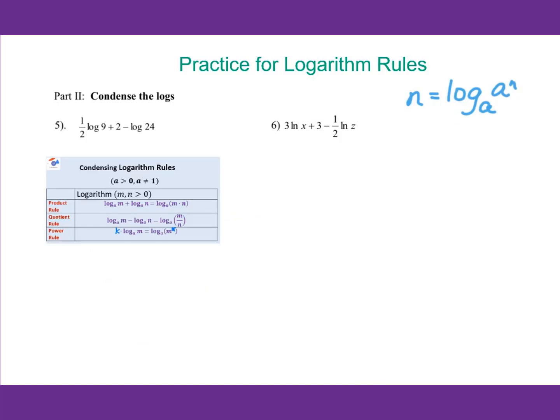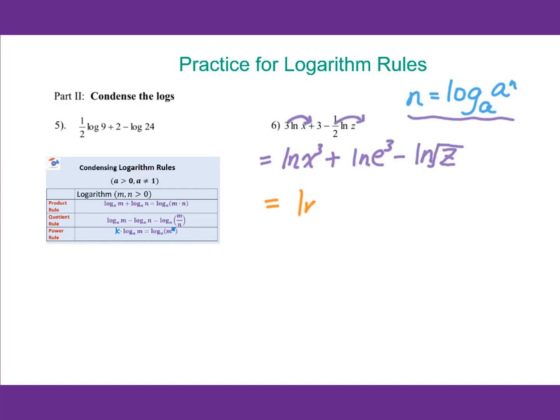For number 6, this is a natural log. Still, clear the number before the log. So we got the natural log of x to the 3rd power plus 3. I got to use this formula: natural log of e to the 3rd power, minus natural log of z to the 1/2 power, which means square root of z.